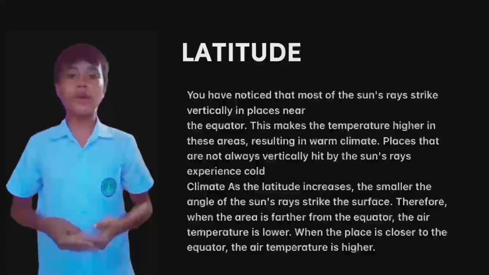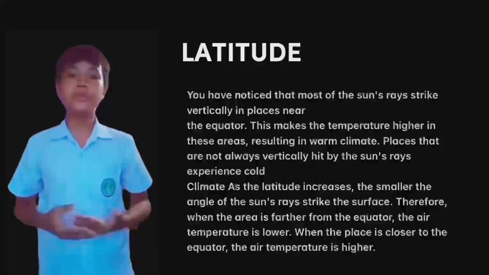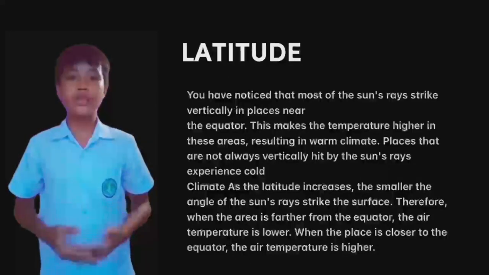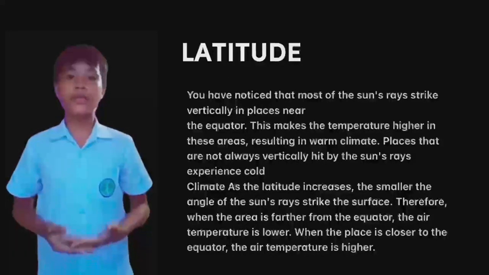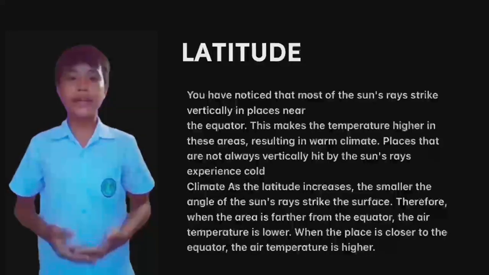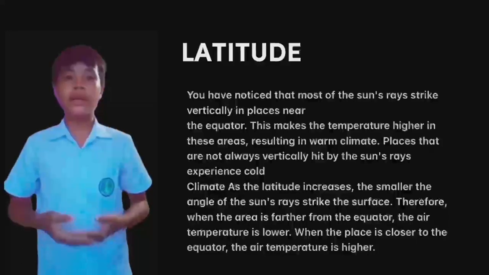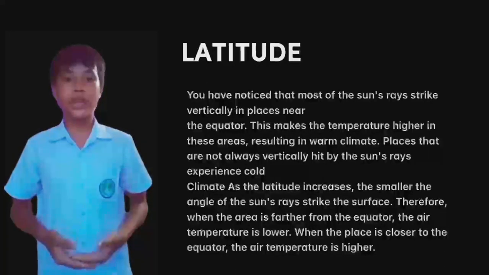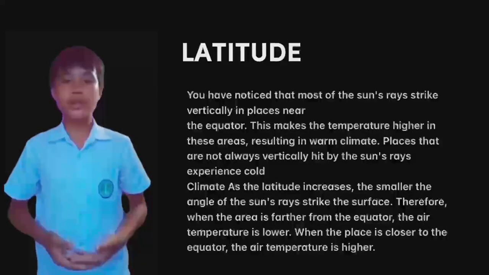Places that are not always vertically hit by the sun's rays experience cold climate. As the latitude increases, the angle at which the sun's rays strike the surface becomes smaller. Therefore, when the area is farther from the equator, the air temperature is lower. When the place is closer to the equator, the air temperature is higher.